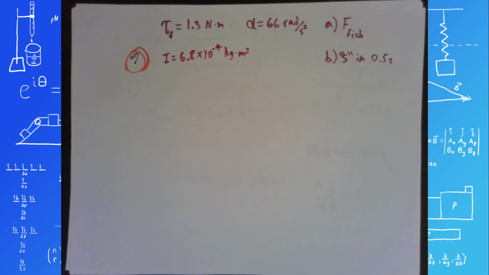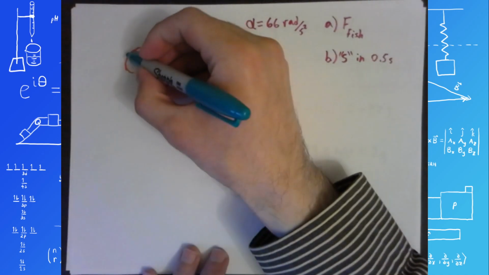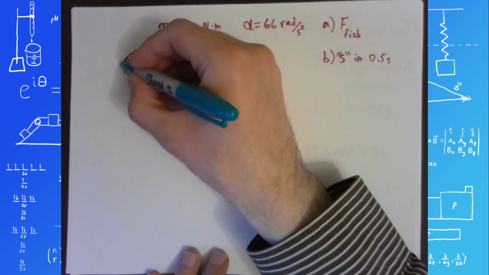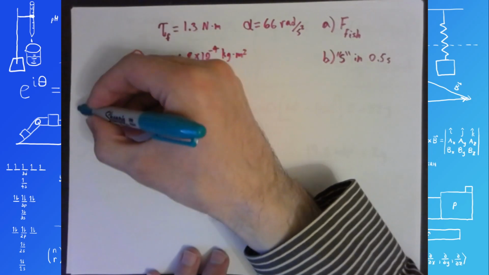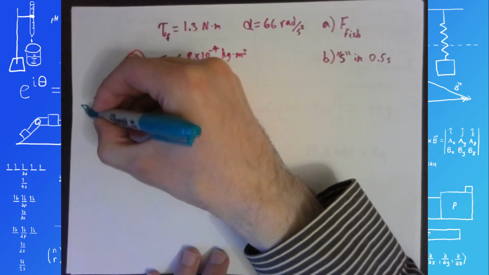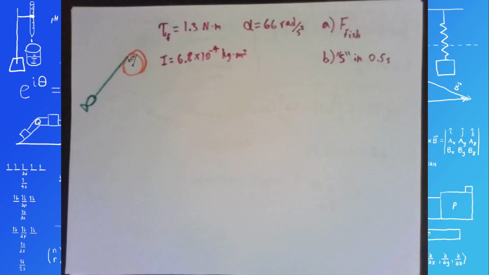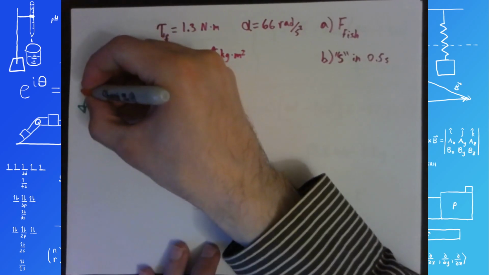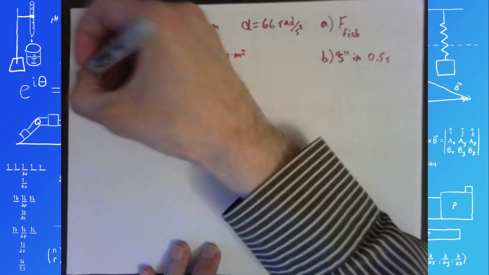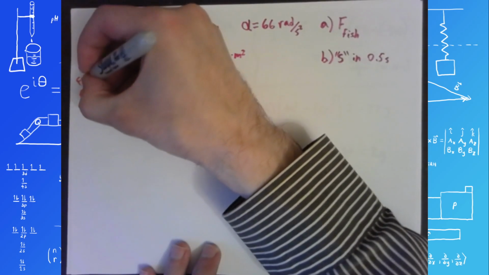Okay, let me complete the drawing then. So we have this fishing reel. It's going to have a line that extends into the water, and somewhere at the end of that line is a fish that has bitten onto the line and is pulling at it with some amount of force. So the fish is pulling with some amount of force. We'll call it the force of the fish.